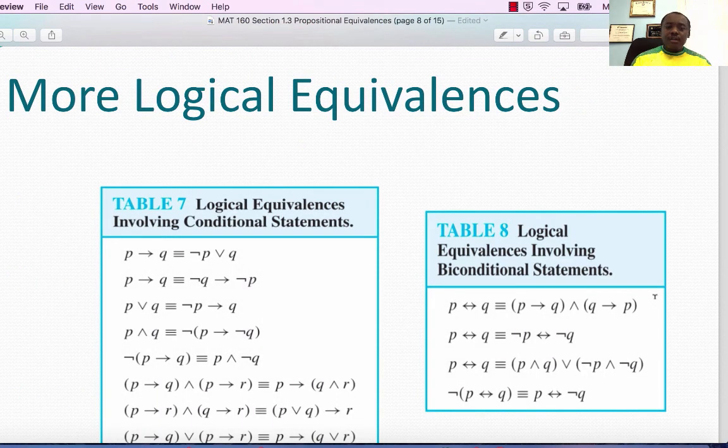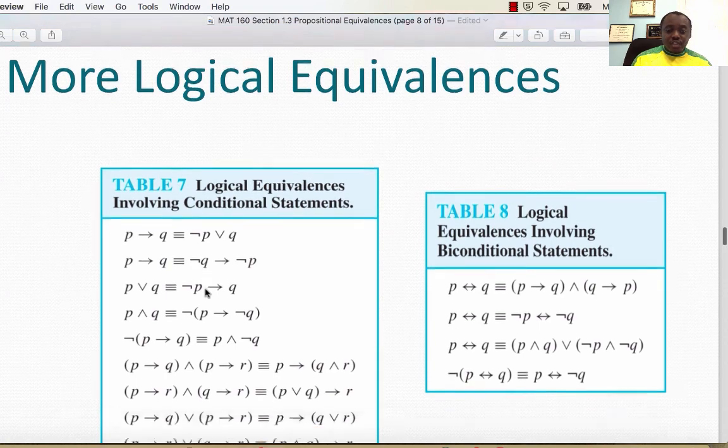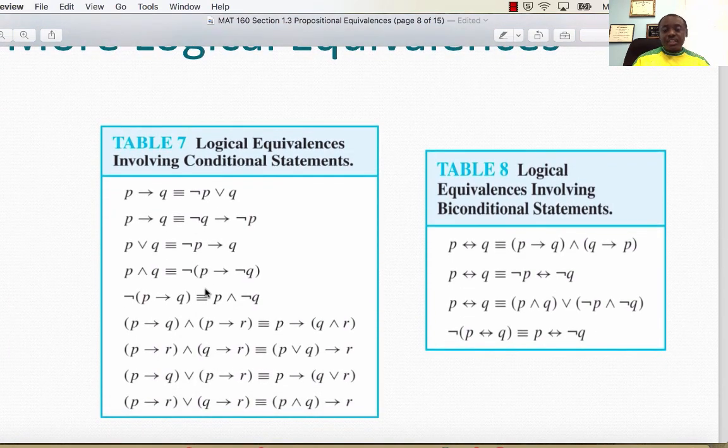And even more. These ones are actually very interesting, and I need you to remember at least a couple of them. For example, you should know that P implies Q is logically equivalent to not P or Q. We already proved this using truth tables. And as a matter of fact, P implies Q is also logically equivalent to not Q implies not P. Remember our contrapositive? So there are so many of them, you just need to go through this. I might give you some of these tables in a test for you to use when you're proving logical equivalences.